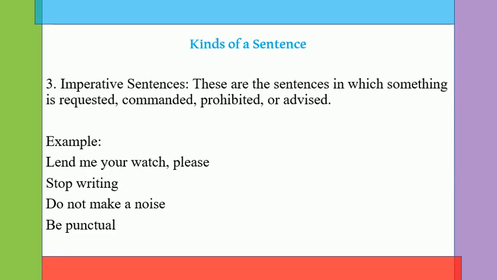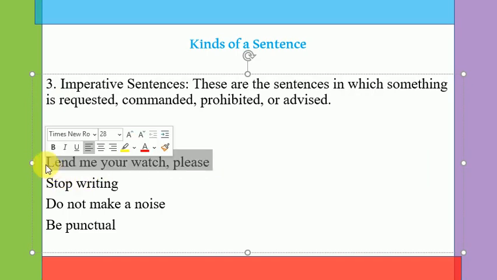Let's move on to the third part, the imperative sentences. These are the sentences in which something is requested, commanded, prohibited, or advised. For example, lend me your watch, please. Now, in this sentence, the person is requesting somebody to lend them their watch by using the word please. So it is an imperative sentence and it is the requesting form of the imperative sentence.